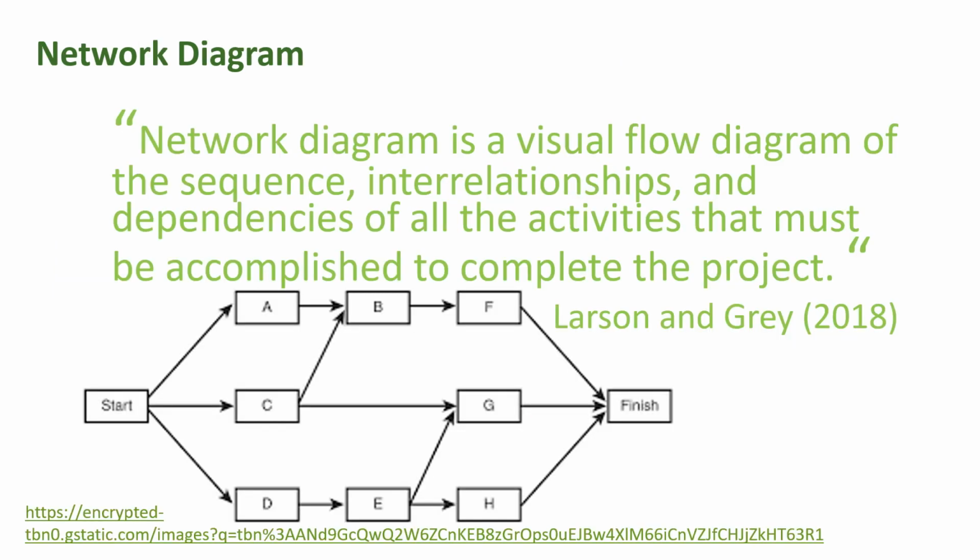Now let's talk about network diagram. All the information collected from the work breakdown structure is used to develop the network diagram. It can be considered the next phase of work breakdown structure. A network diagram is a visual flow diagram of the sequence, interrelationship and dependencies of all the activities that must be accomplished to complete the project. It gives an idea of time, duration of tasks, activity start and finish. It is used by project managers to make decisions concerning project time, cost, and performance.